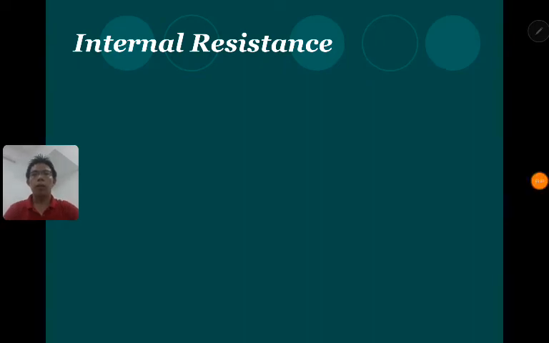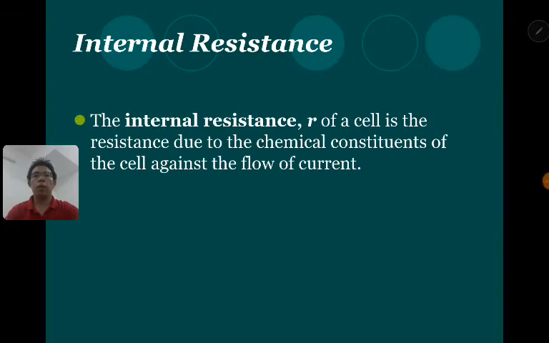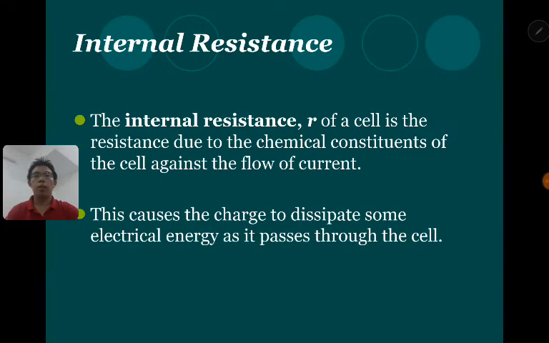In this video, we're going to look at internal resistance of a battery. Internal resistance of a cell or a battery is the resistance against the flow of current, or the flow of charge carriers, due to the chemical constituents inside the cell or the battery. This causes the charge to dissipate some electrical energy as it passes through the cell. It will be turned into thermal energy.